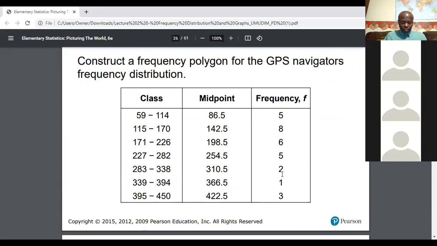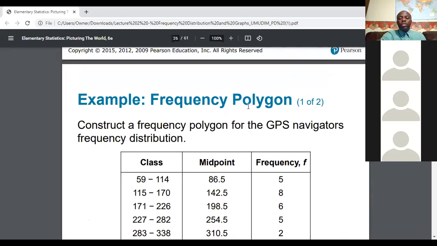So I'm going to write it down. I have 86.5, 142.5, 198.5. These are the midpoints. I explained to you how to get it in our first lecture. 254.5, 310.5, 366.5, 422.5, and the frequencies are 5, 8, 6, 5, 2, 1, 3. Let me put them in so I can show you how to draw the frequency polygon.